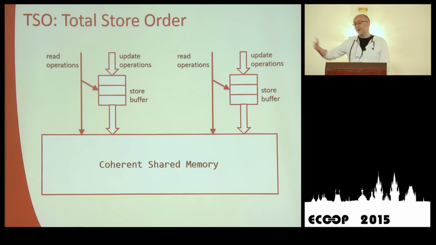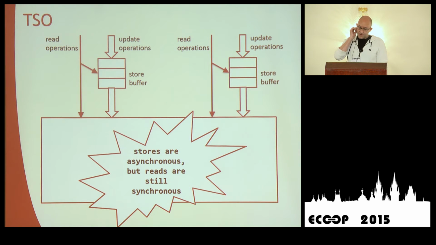And this is how you can create really fun race conditions between concurrent programs. But this is at least well understood, and I think partly because it has this operational model that you can think about. Some other memory models are really only specified through axiomatic semantics, and it's much harder for humans to think about it that way. So the stores are asynchronous, but the reads are still synchronous.